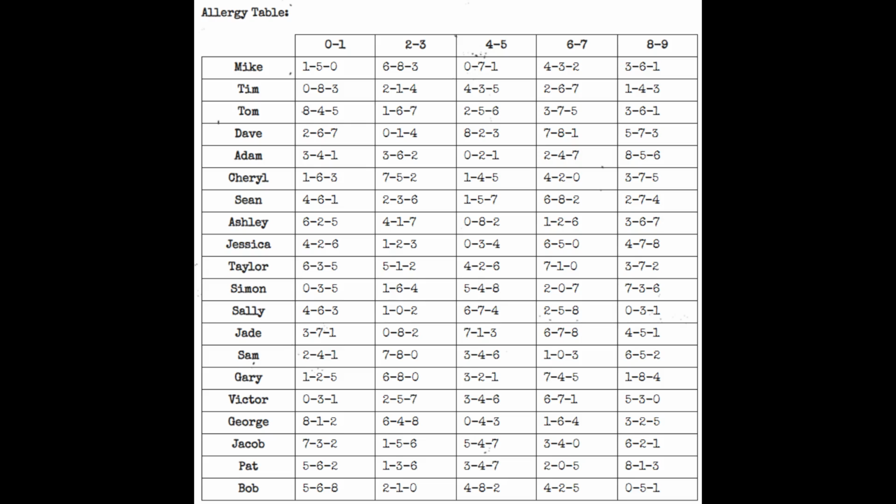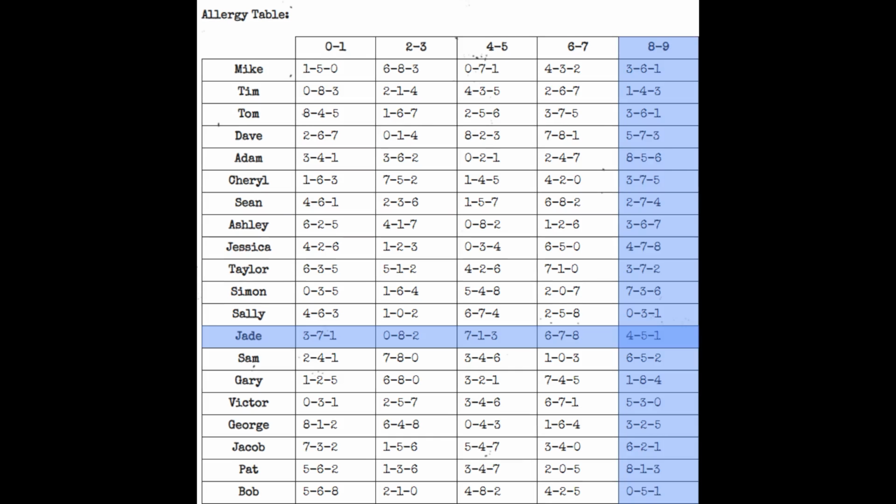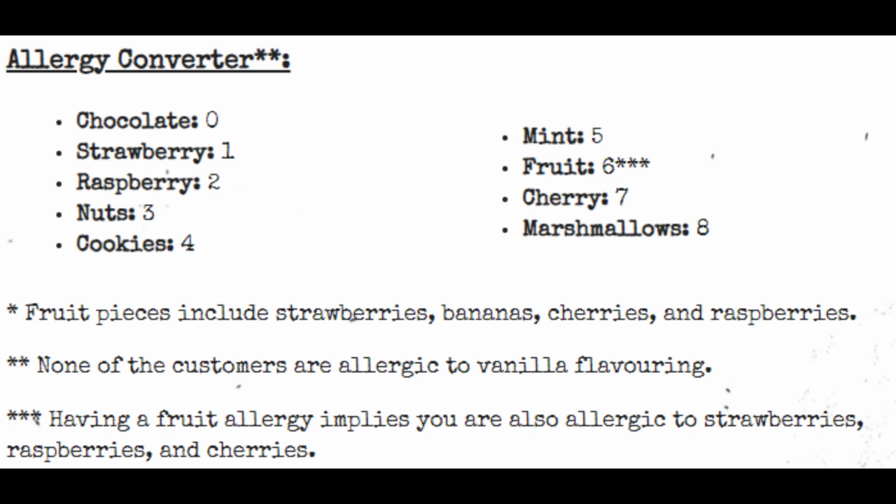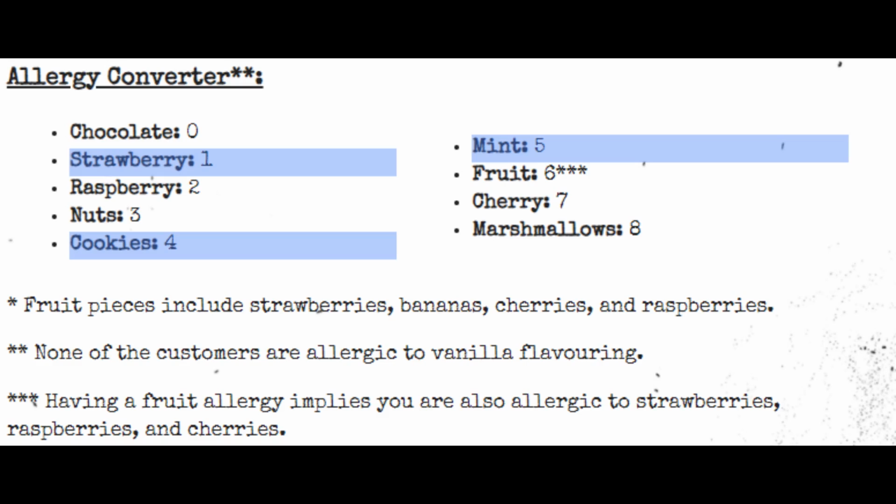Since our customer is Jade and the last digit of the serial number is 9, we get these numbers, 4, 5, and 1. If we look at this part of the manual, we can see that each number corresponds to the ingredient the customer is allergic to. In this case, Jade is allergic to strawberries, cookies, and mint.